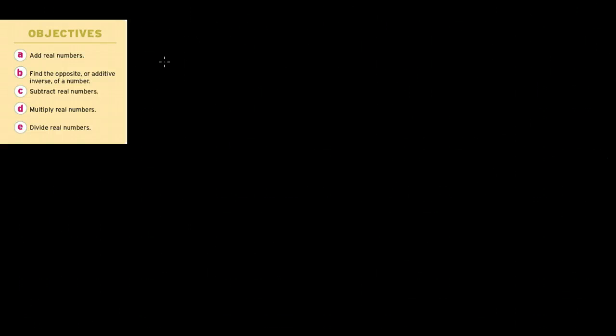Our objectives in R.2 are to do operations with real numbers, starting with adding real numbers. So let's take a look at one way to view adding real numbers. Let's suppose we're taking the number 6, and we're going to add to that a negative 8.